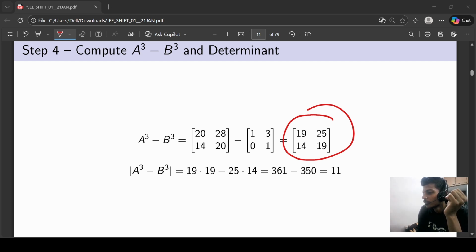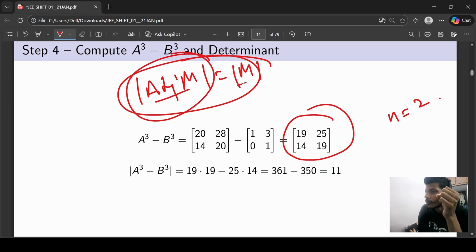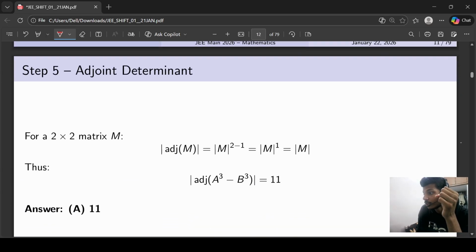Good. Okay, so we are going to use here, and here the order is 2. So what we can simply do: the determinant of the adjoint of a matrix M is simply the determinant of M. We have to find the determinant of the adjoint of a matrix, so we can simply find the determinant of the matrix. This is the matrix, and the determinant of this matrix is 11. Okay, so we are almost done.